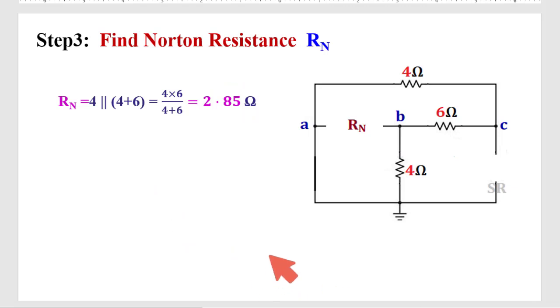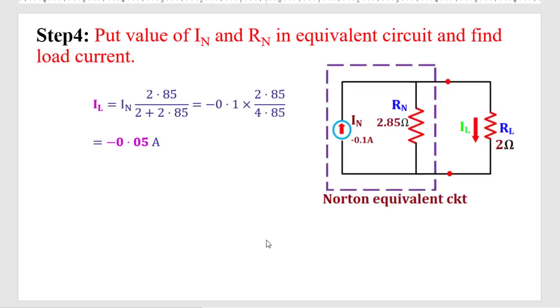Now we need to put the Norton current and Norton resistance in the equivalent circuit. Say I put the Norton current here, minus 0.1 ampere. This is the Norton resistance 2.85, and we need to find out the current through the load resistance, which is 2 ohm.